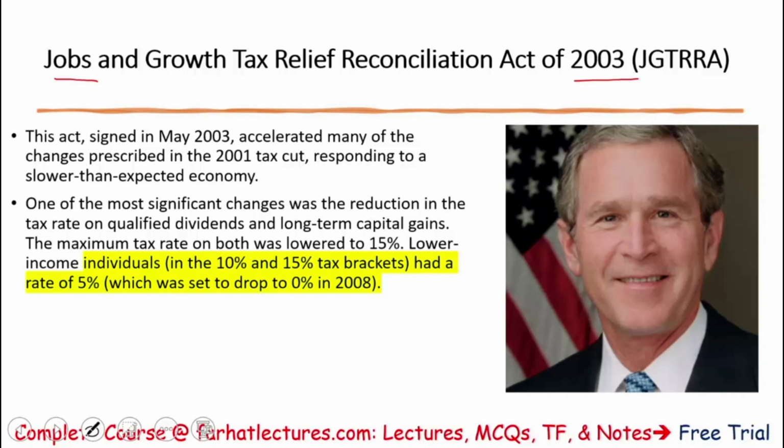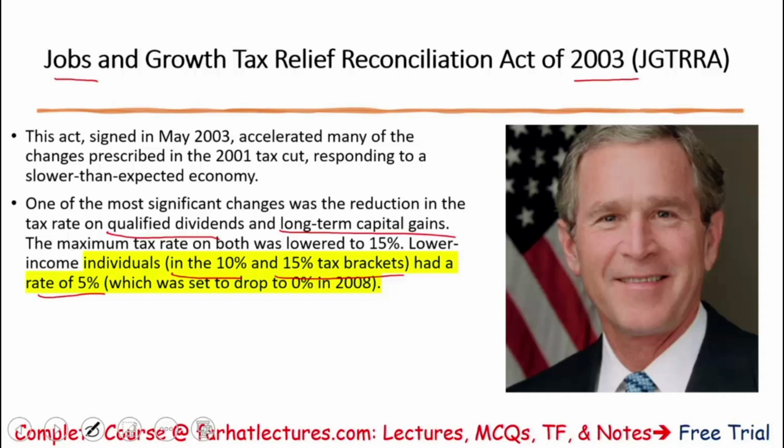One of the most significant changes in this one was the qualified dividend and long-term capital gains, which we need to learn about in this course, that started in 2003, basically lowering rates for individuals in the 10 and 15% tax brackets to a rate of 5%, which was set to drop to 0% in 2008. Some of them are gone, but this is where we started to lower the taxes even further.